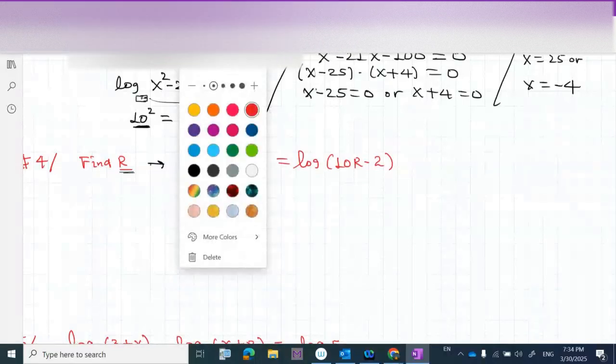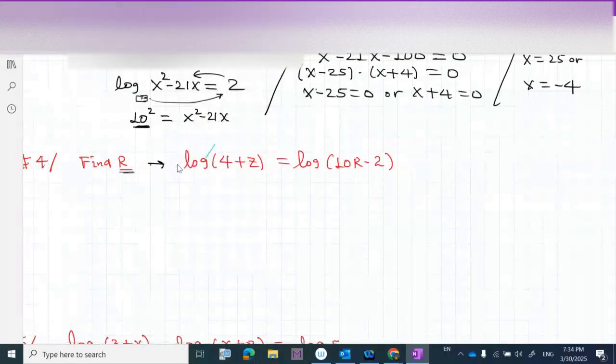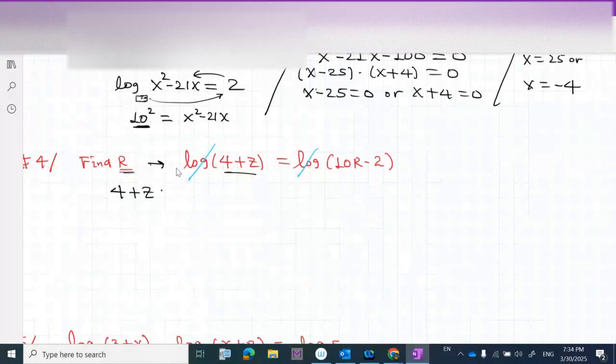All right, so when you see something like this, this is very straightforward. I can just simply cancel log with log. So I remain with the following. I have 4 plus z equals 10r minus 2. If I bring this negative 2 to the left side, that's going to be 4 plus z plus 2. Remember this is 2, this is z. I put this line to differentiate z and 2.